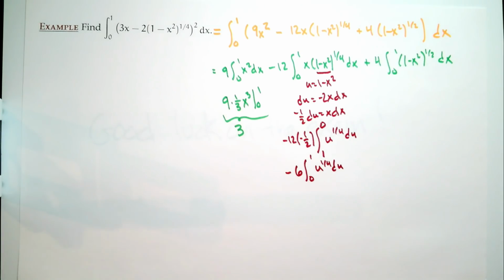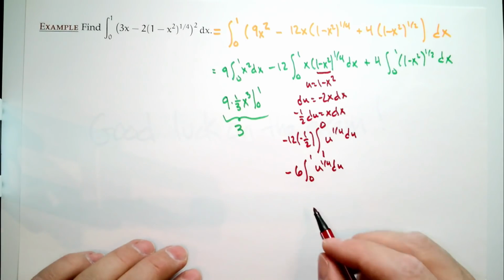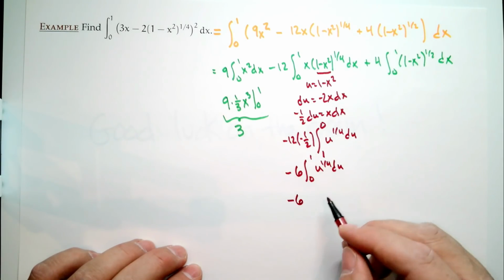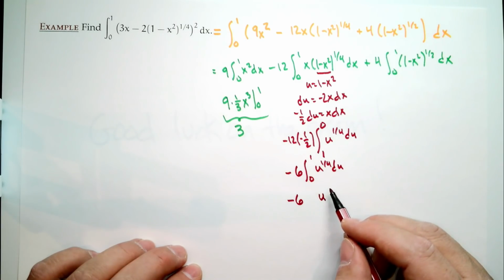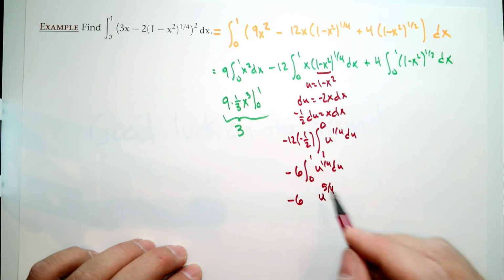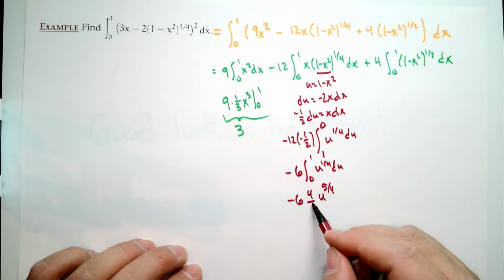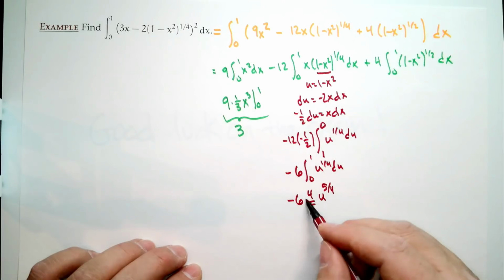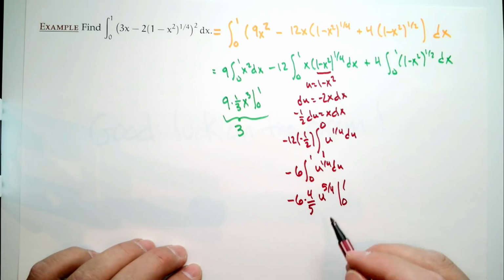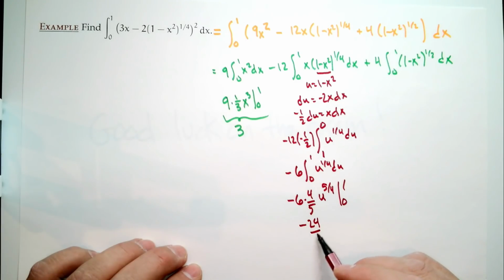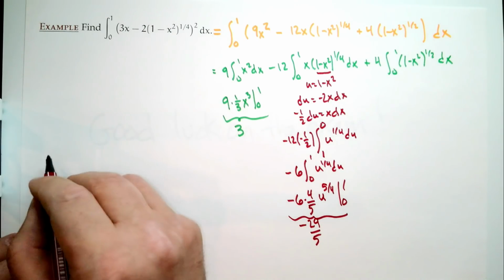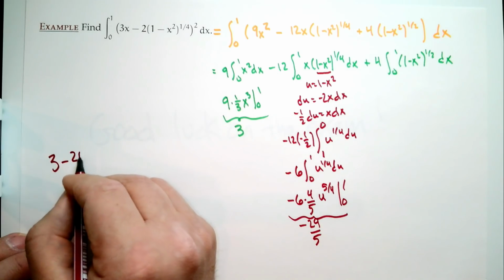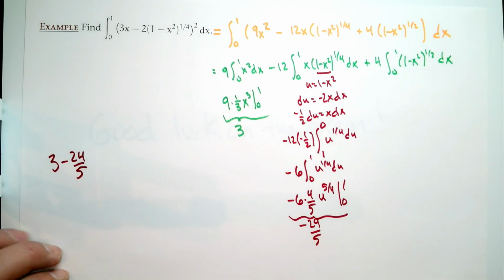Okay, what's the integral of u to the 1/4? Well, it's u to what power? 5/4, because we're going to add 1, and then we multiply by 4/5. And we evaluate from 0 to 1, which leaves us a grand total of 24/5. Okay, so that's the middle one. So what are we up to? We're up to 3, subtract 24 over 5, which is the middle part.